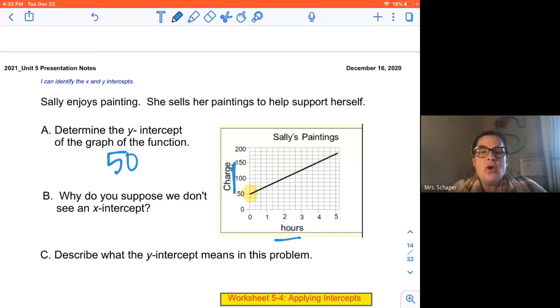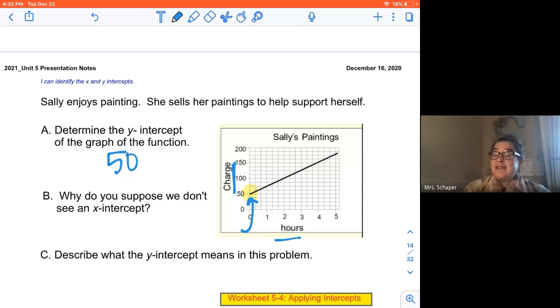Okay, so at 0 hours, she charges $50, which probably means that if you want her to do a job for you, you have to pay her $50 just to get started, which is not that out of the realm, because think about, let's say your furnace goes out and you have to call a repairman. They charge you just to show up at your house, right? Or if you need your refrigerator fixed, they're going to just charge you to show up. And then they charge you every hour after that.